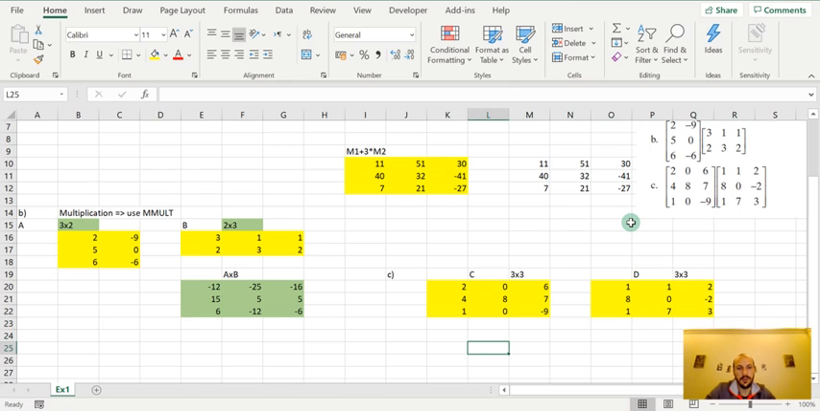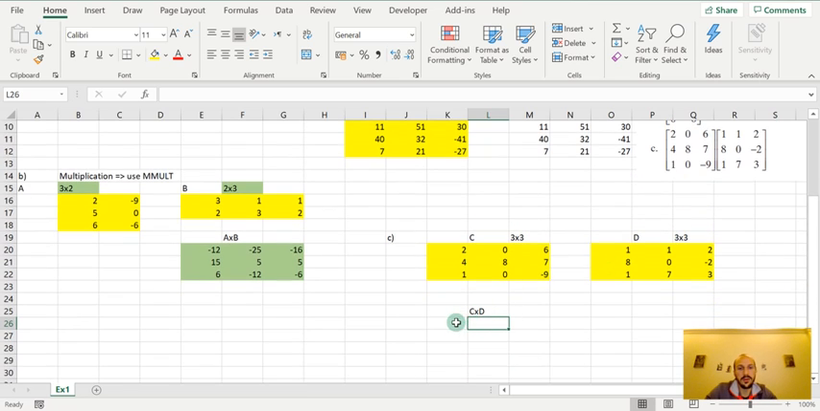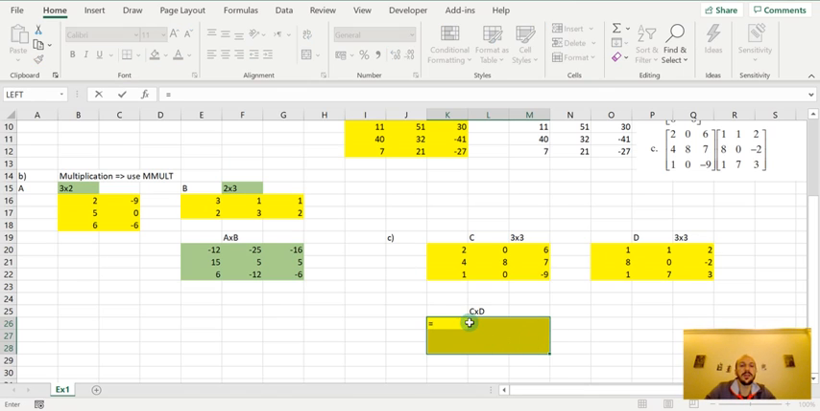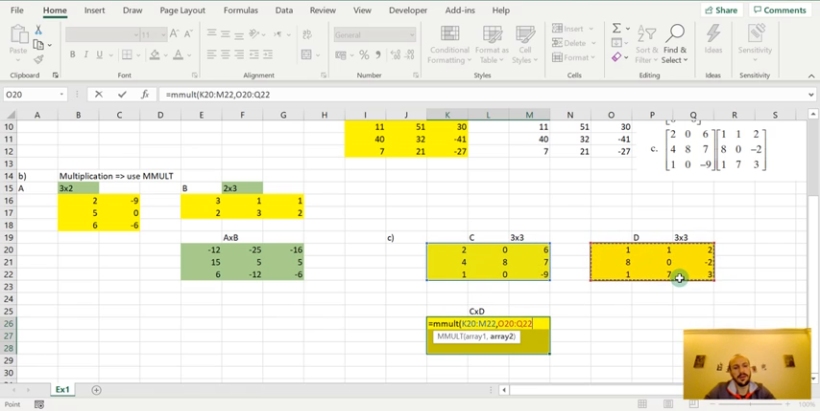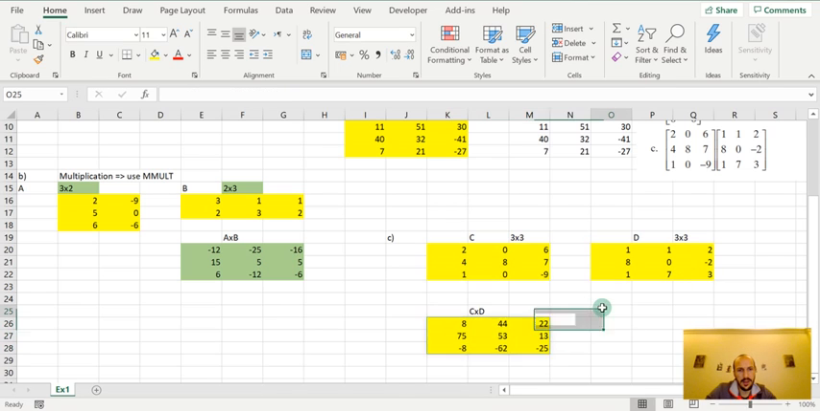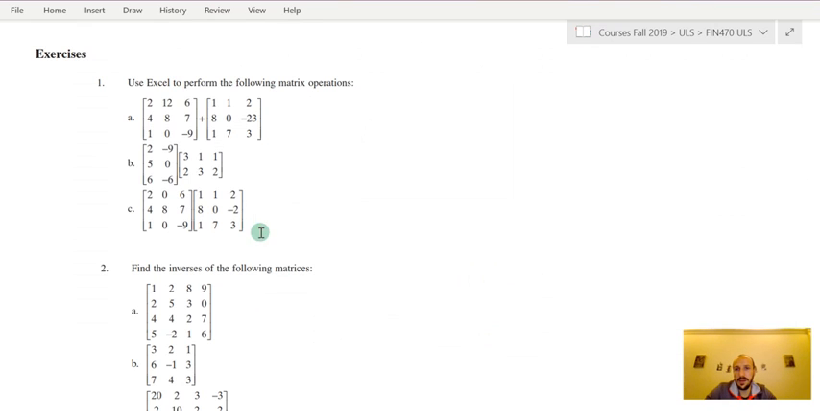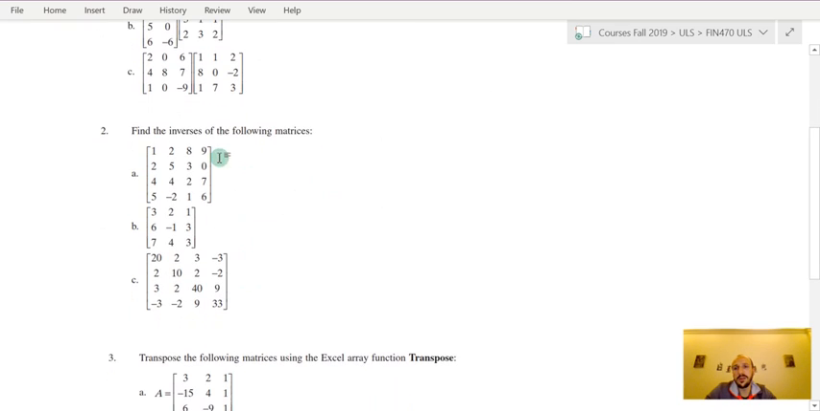So again here, if you want to do C times D, 3 by 3 times 3 by 3 will give a 3 by 3 matrix. So the result will be like this, and we will select the 3 by 3 area, click on equal, and then M mult, open the bracket, select the first one, comma, select the second matrix, and close. You will get the result. This is the multiplication of these two matrices. Okay, so I think we have answered the first question, parts A, B, C. We can now move to the second one, which is the inverse of a function.